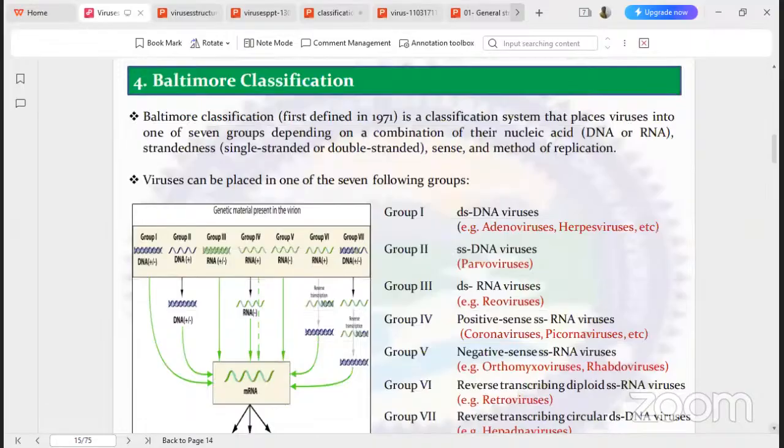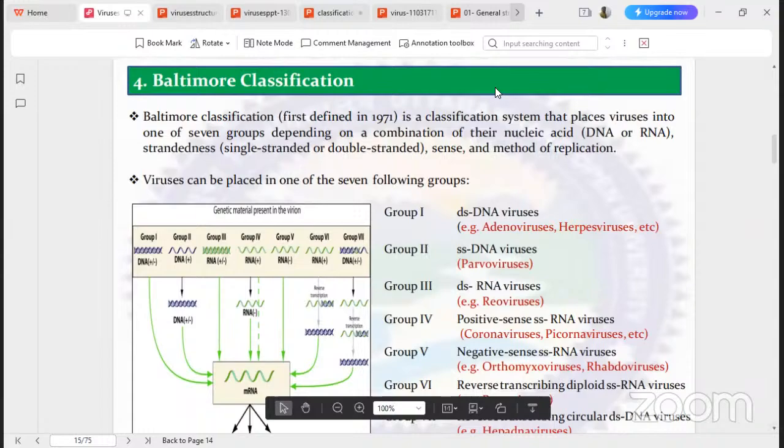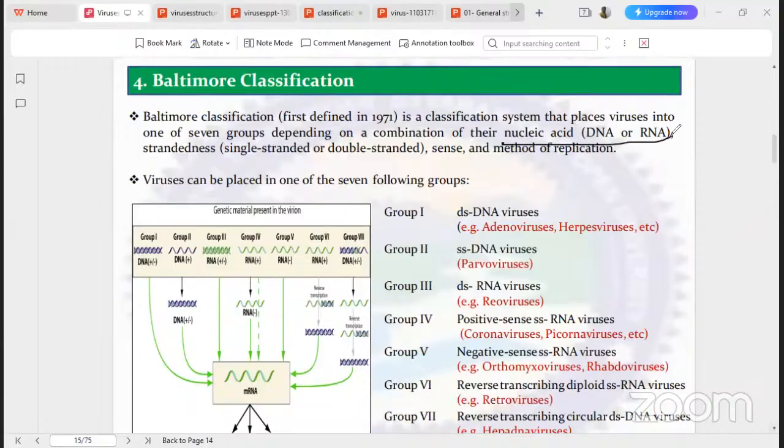The majority of the viral classification we are following is the Baltimore classification. The Baltimore classification system classified viruses into 7 groups based upon their nucleic acid material, either DNA or RNA. Based upon that, they categorized the viruses into 7 groups. What are those 7 groups?